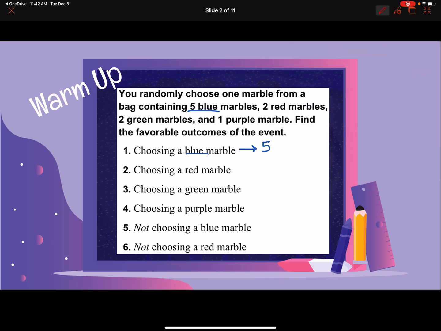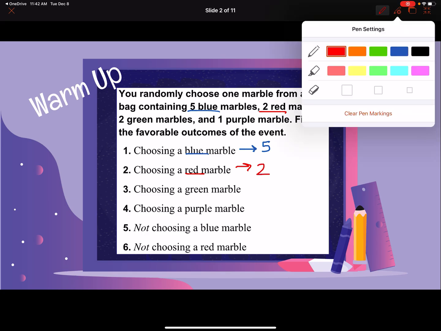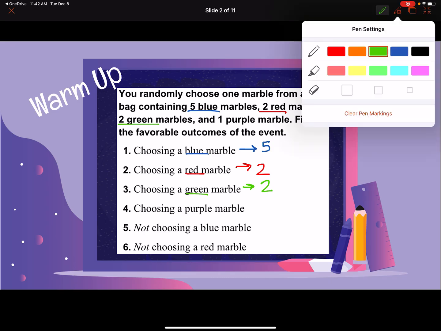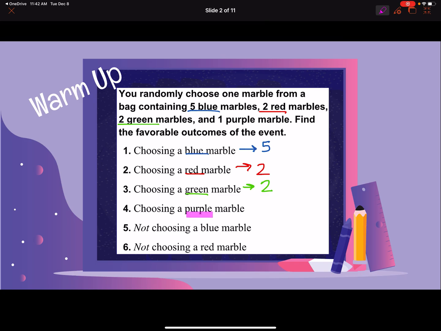Number 2, choosing a red marble. The number of favorable outcomes for choosing a red marble would be 2. Number 3, choosing a green marble. The number of favorable outcomes would again be 2 because there are 2 green marbles in the bag. Number 4, choosing a purple. We have 1 purple marble, so the favorable outcomes would be 1.